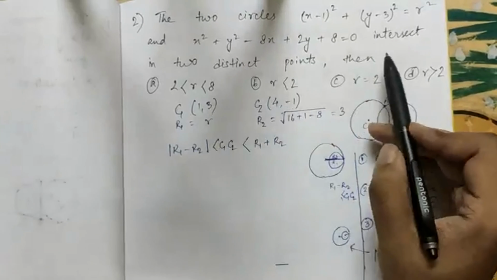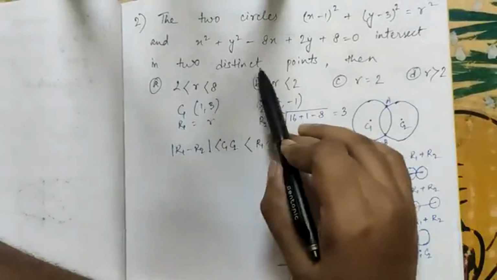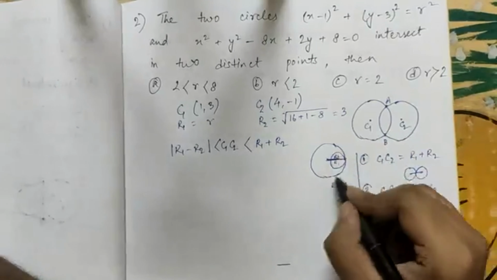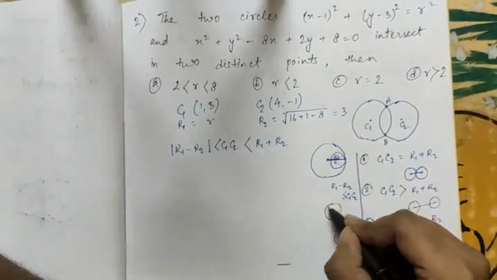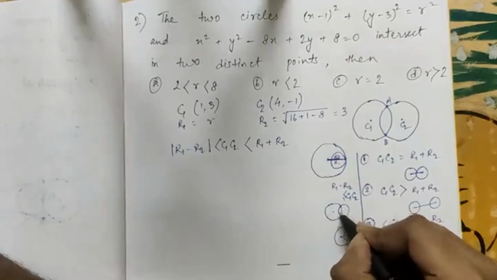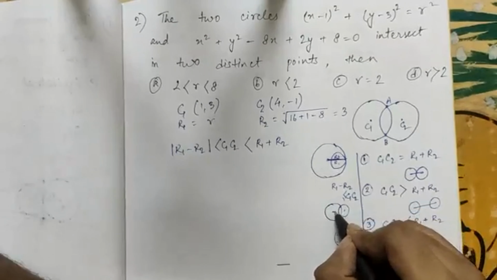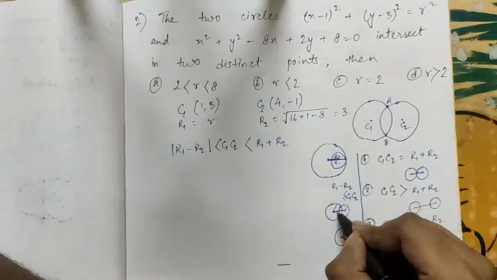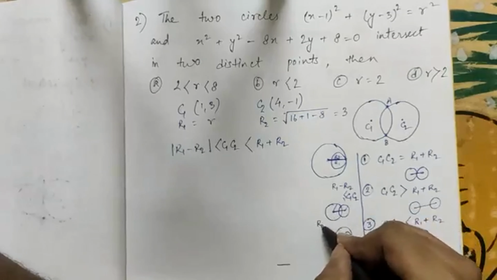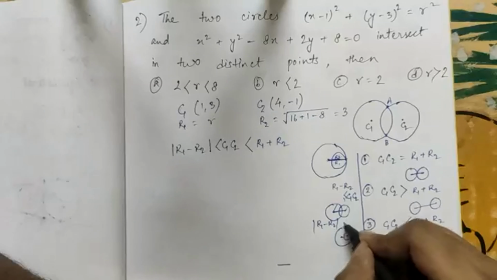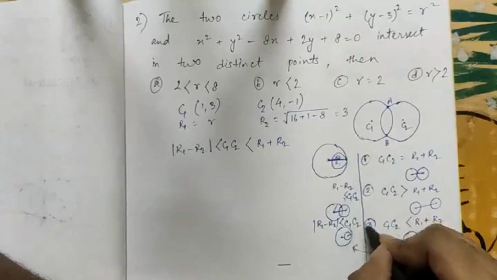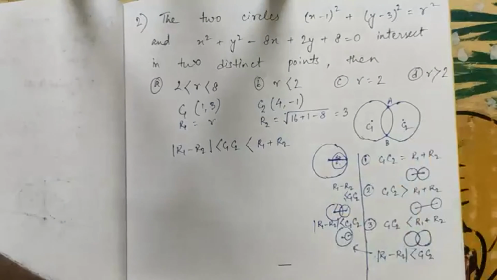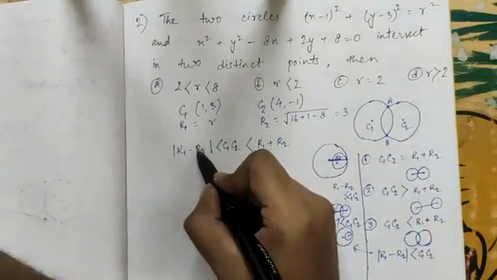Because it's already been said that there will be two distinct points. Okay, these two circles can also lie like this, where this will be the distance between c1 c2, this is r1 and this is r2. Now if I subtract r2 from r1, that is mod of r1 minus r2 is less than c1 c2, in that case the two circles can partly cut, so that's why I am taking this condition over here.